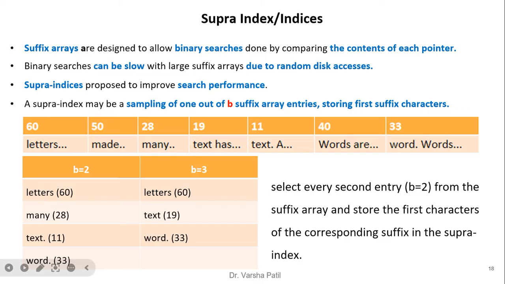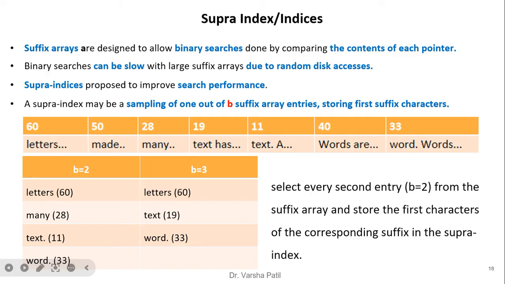Now if we make that supra index with a particular value of B, for example, then we store the first entry, then the second, then 1 2 again, then 1 2 1 2 again 28 we are storing. After that we are not making the entry of 90, but we are only maintaining the entry of 28.